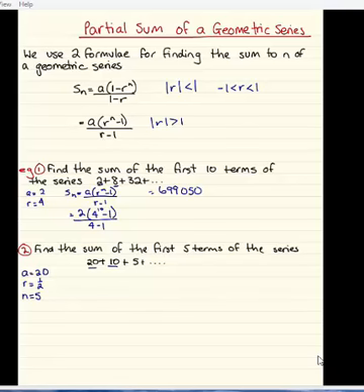Okay, so because r is less than 1, the absolute value of r is less than 1, then what we're going to do is use the first formula. So Sn equals a outside of 1 minus r to the n all over 1 minus r. Okay, so just straight substitution in. So the sum of the first 5 terms is equal to 20 multiplied by 1 minus a half to the power of 5 all over 1 minus a half.